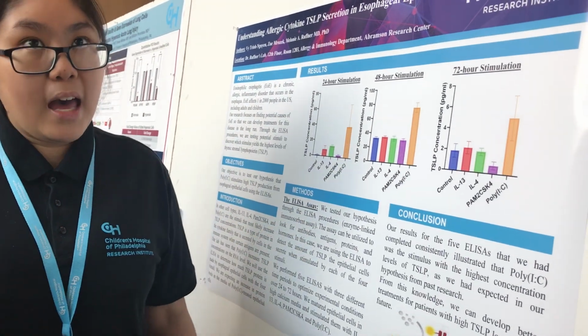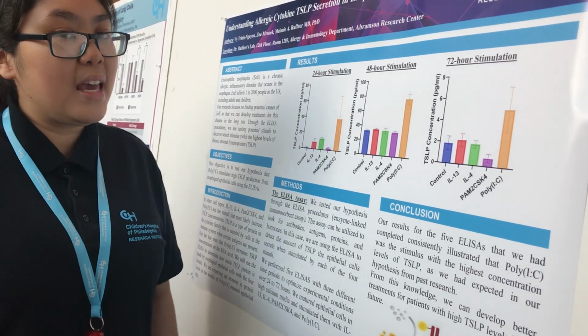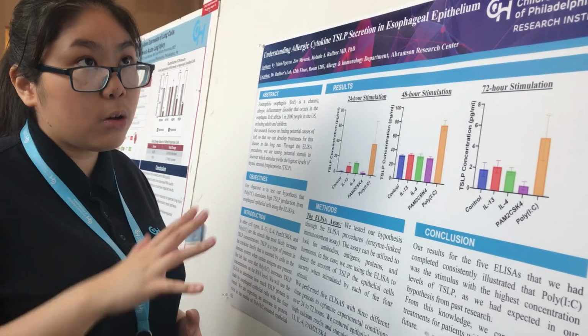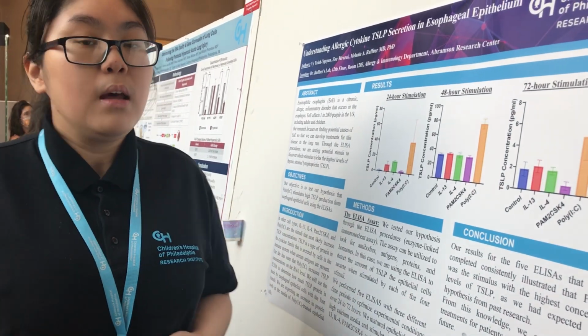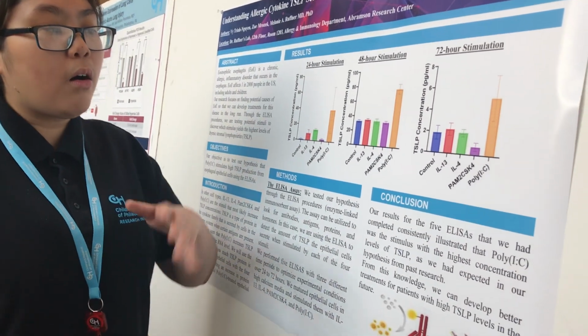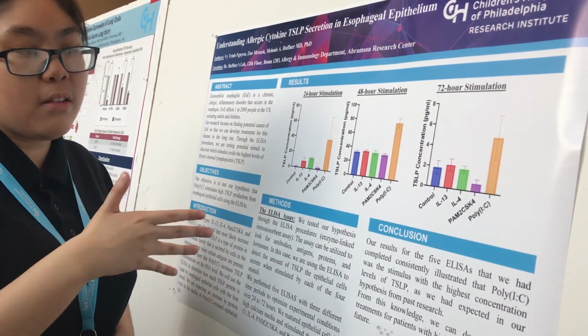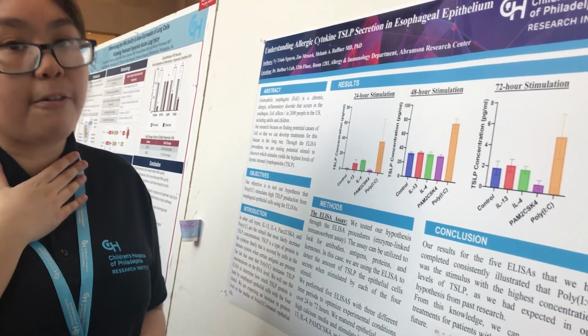The ELISA assay stands for Enzyme-Linked Immunosorbent Assay. It is a lab procedure that looks for antigens or hormones or proteins. But in this case, we are looking for TSLP in all of the four stimuli stimulating the epithelial cells, which are cells located in the esophagus.